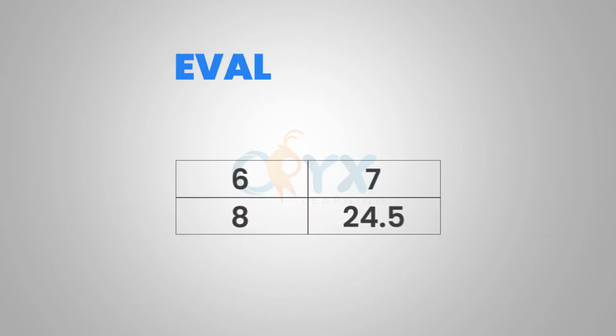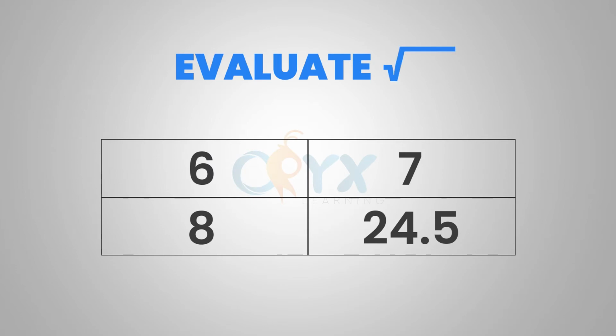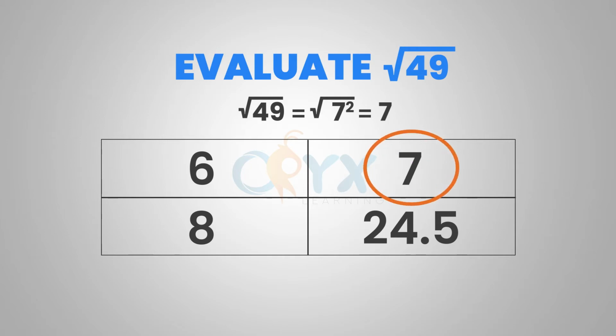Let's start off with evaluate the square root of 49. A square root of a number is one of its two equal factors. So you want to find numbers such as 1, 4, 9, 16, 25, etc. that are perfect squares because they are squares of integers. So in this case, we know that 7 times 7 is 49. Therefore, the square root of 49 will be 7.